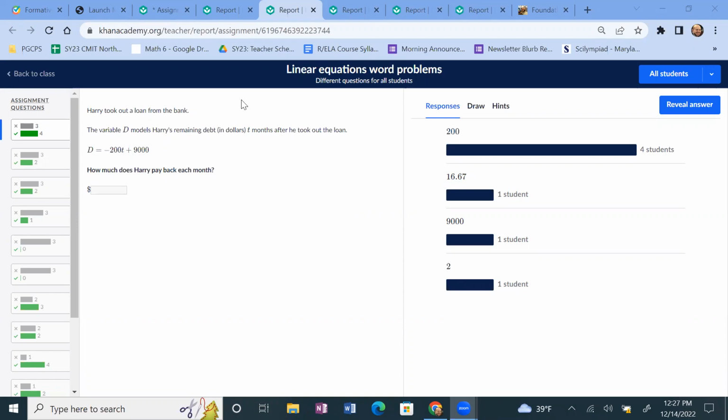Hey, whoa, almost wrote on the board. We just have another, what word? You know what that is for? You guessed it, that's for slope again. So each, and we've said this before, but it bears repeating, each, per, for every. These are also rate words that indicate they want the slope. So how much does he pay back each month? That's the slope. So that would be negative 200. Boom, done.